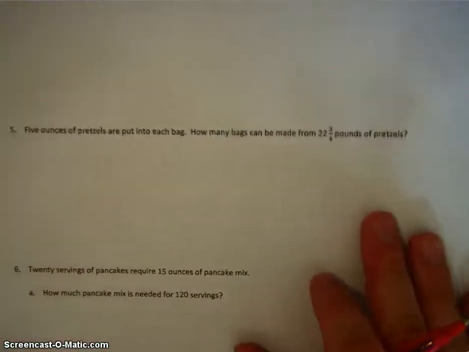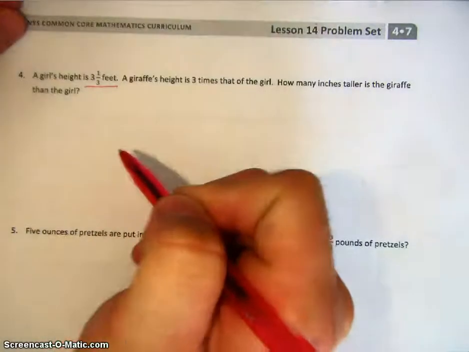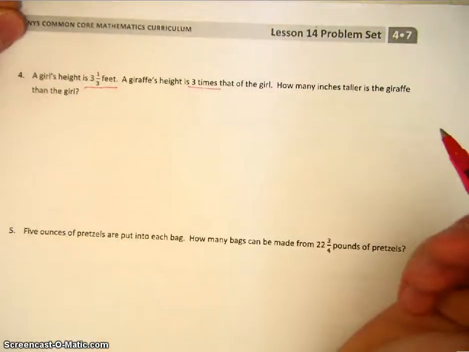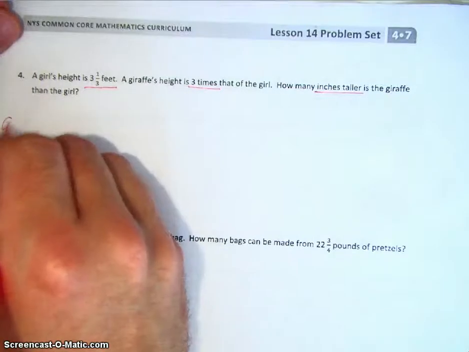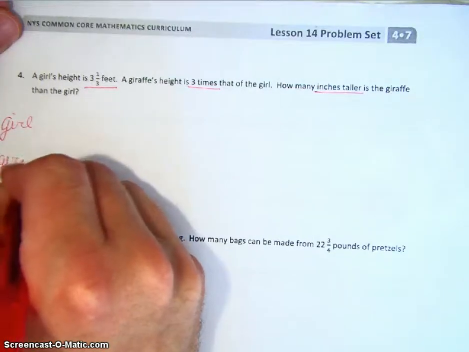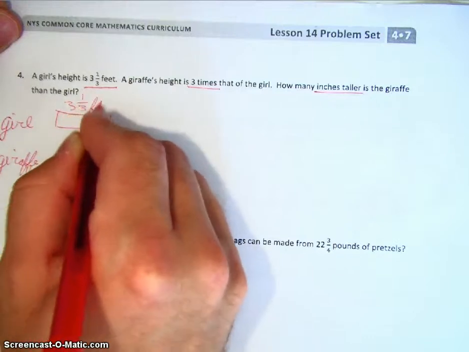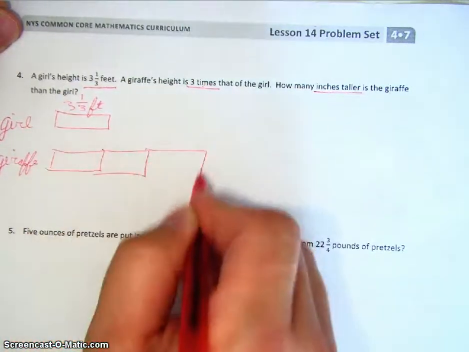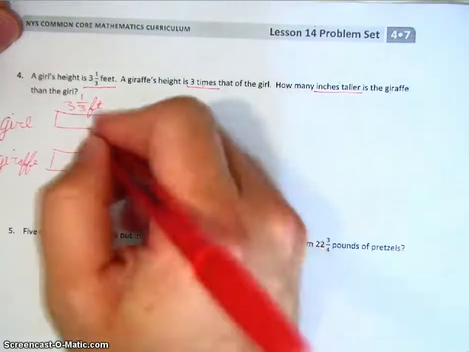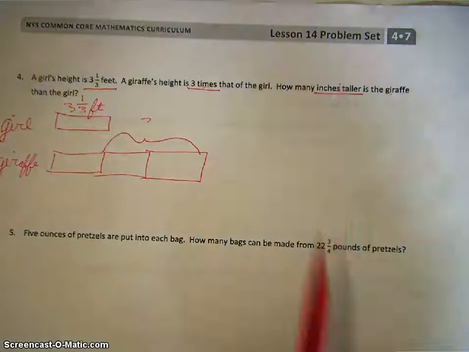All right, moving on to number 4. A girl's height is 3 1/3 feet. The giraffe's height is 3 times that of the girl. How many inches taller is the giraffe than the girl? So we've got the girl and the giraffe. We see the girl is 3 1/3 feet. The giraffe is 3 times that. Now we want to know how many inches taller, so we want to know the difference between the girl and the giraffe. So we want to know those two sections there, but we need it in inches.